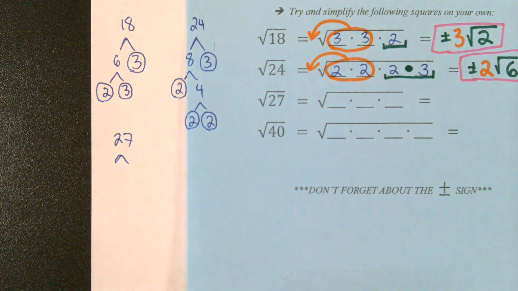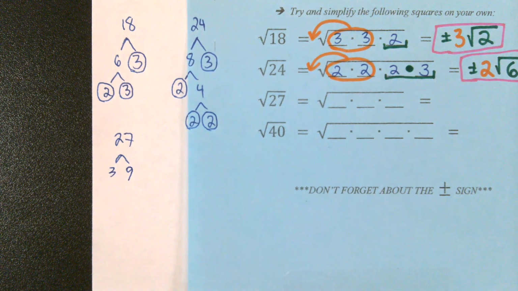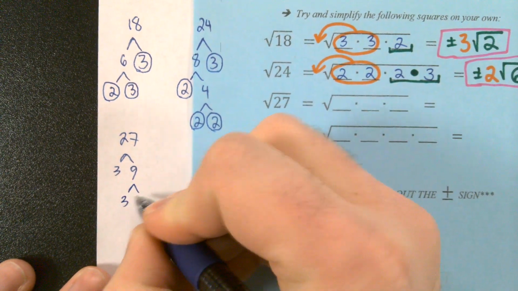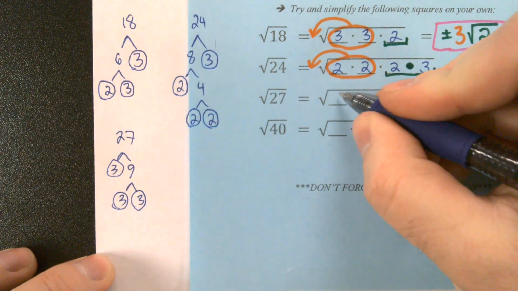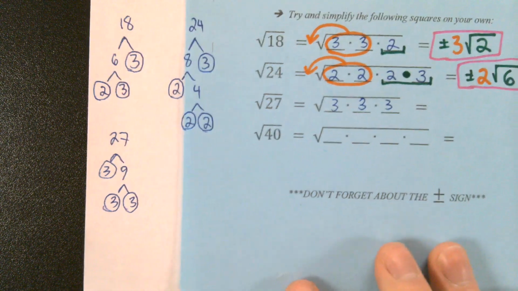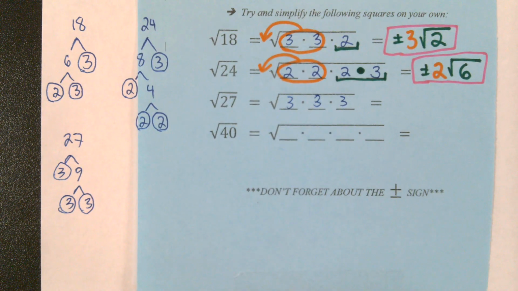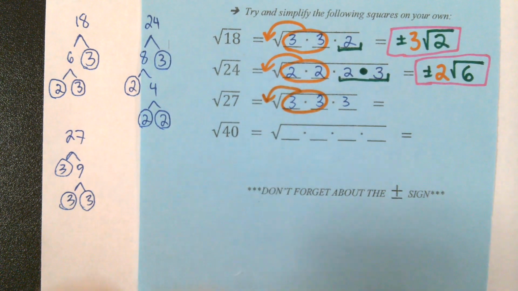All right. What 2 numbers multiply to give us 27? 3 and 9. Perfect. Now, what 2 numbers multiply to give us 9? 3 and 3. So our prime factors are 3, 3, and 3. We'll put those in underneath our square root right there. And what's the identical pair that we can pull out here? Pair of 3's. Can't bring out triplets, only twins.